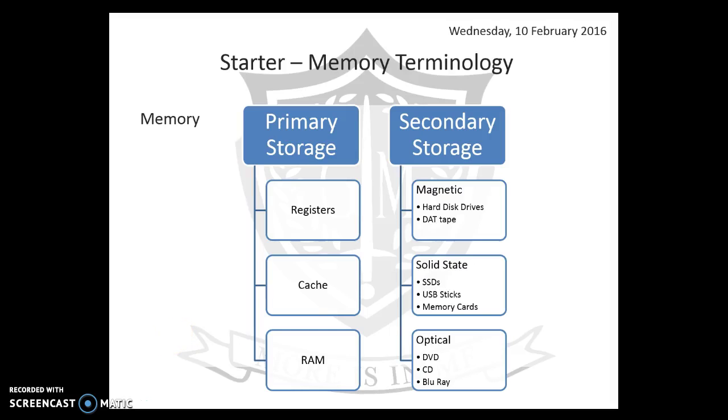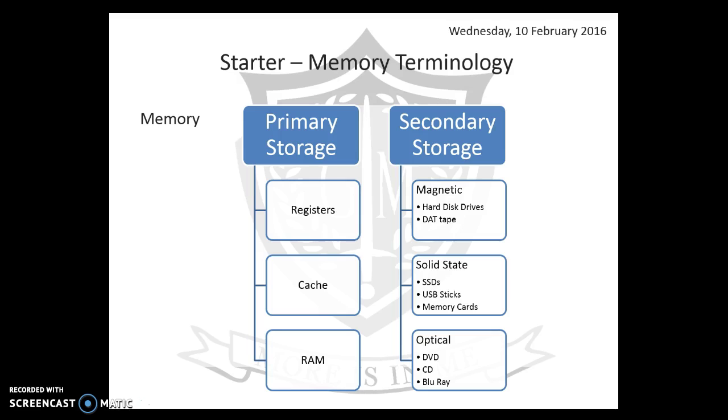Okay, so here we are, got year 10 in here, and we are having a look at memory terminology. The main thing about computer memory is it's split into primary and secondary storage. So primary storage is for when the computer is running. It's where it stores all of the programs that it's currently running, the data it's currently working on, all of that kind of thing.